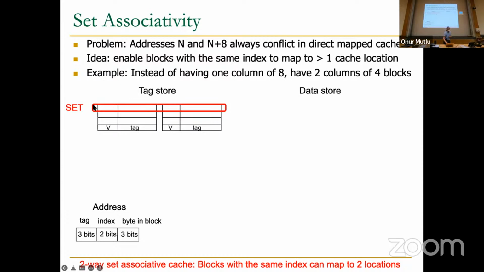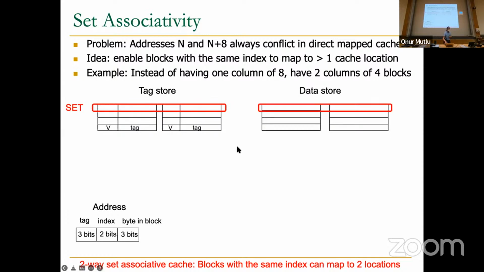Your tag store has 4 indices. So you have 2 index bits as a result, but each index has 2 possible locations. Data store is essentially the same. And we're going to call this a set. This is the set of locations that a particular block in memory can map to, depending on its index bits. And because we have 4 possible sets, we have 2 index bits. Now our tag became larger, as you saw, because we still have the same address size.